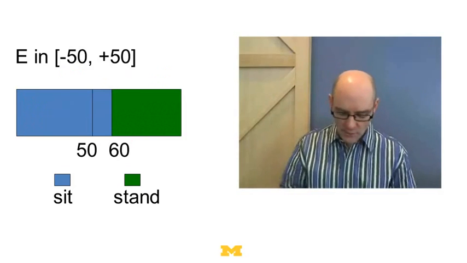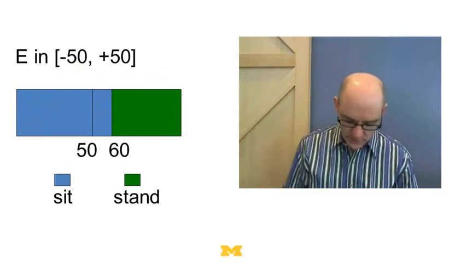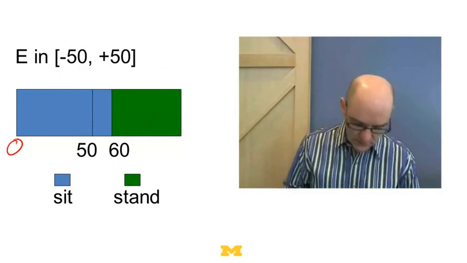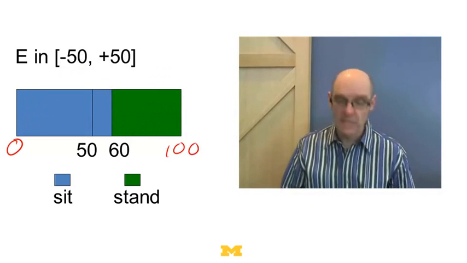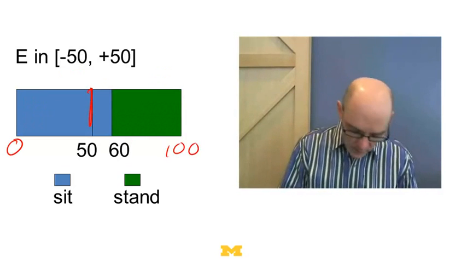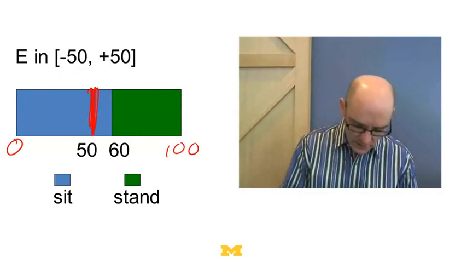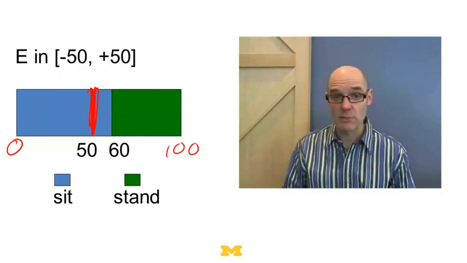But now let's increase the variation. Let's suppose the variation goes from minus 50 to 50. Well, now the people who get the score of minus 50, they're going to give it a score of 0. And the people who get a score of plus 50, they're going to give it a score of 100. Now, once again, the average score is still 50, right? So that's less than 60. So the average person doesn't stand up.